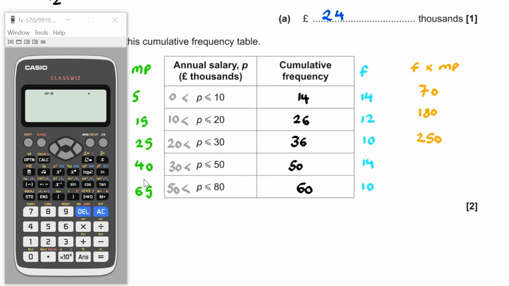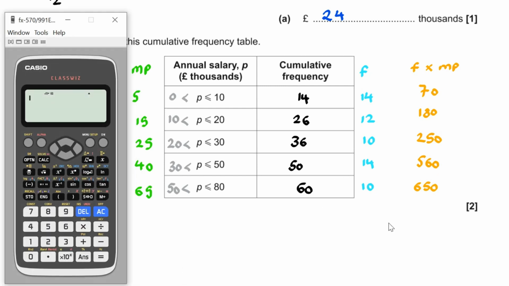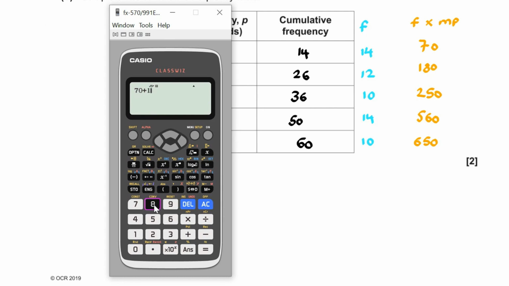14 times by 40, that's 560. And then we have 10 times by 65, which is 650. So if we add all this together, what we'd have then is 70 plus 180 plus 250 plus 560 plus 650. That gets us a value of 1710.